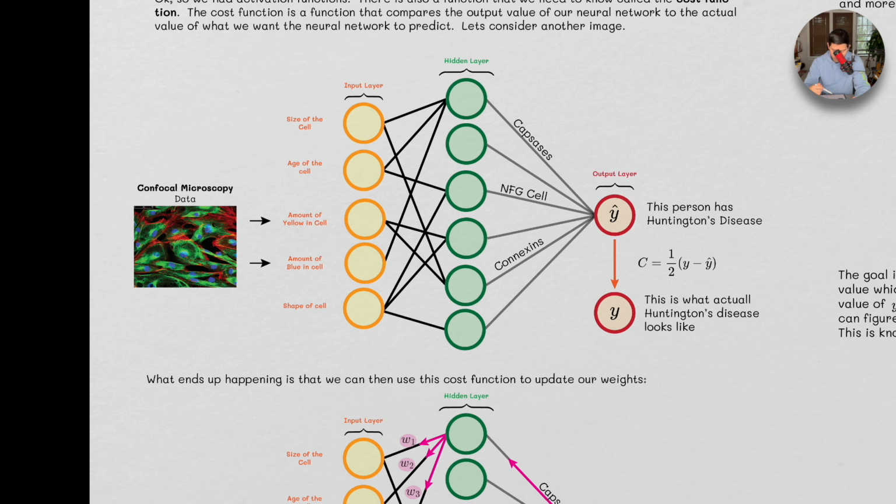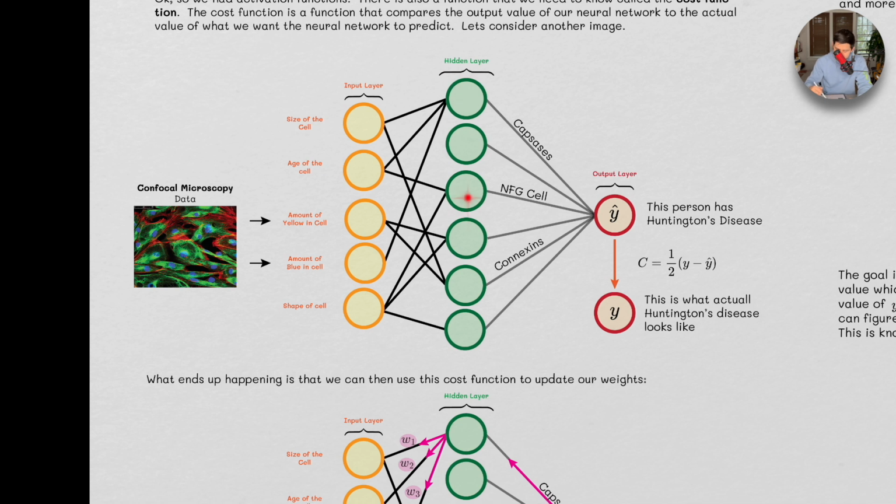And we can also document maybe the shape of the cell. Maybe it's elongated, or it's a perfect sphere, or something like that. So this is all the data that we put into our input layer. We then need to massage the data, put it into numbers, which we'll talk about later. But then we feed all this data into our hidden layer.